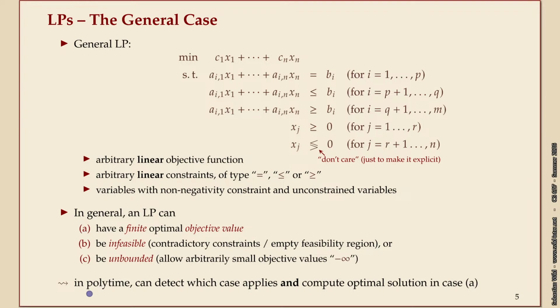As it turns out, all the algorithms for LPs can do that. In polynomial worst-case time, they can tell you which of the cases applies. And if it's the first case, they can spit out the optimal solution, or an optimal solution.